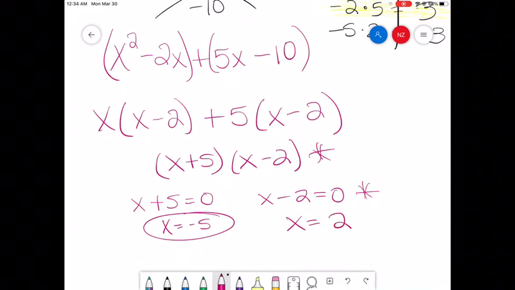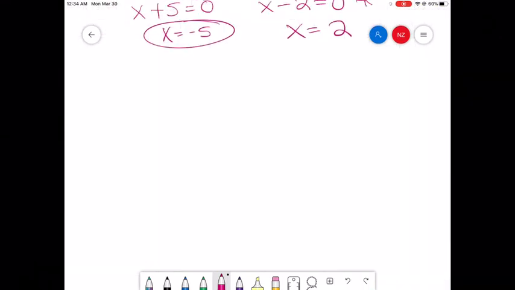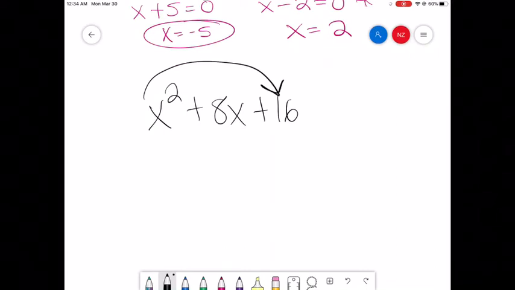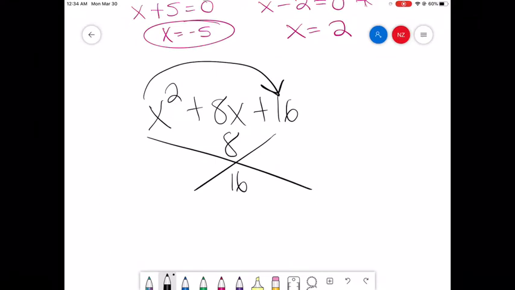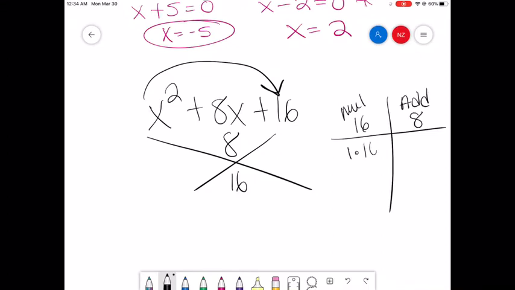Okay, so next example, example number 2. I have x squared plus 8x plus 16. A times c, drop down b. So I'm going to think of two numbers that multiply to give me 16, but add to give me 8. That would be 1 times 16. I don't have to reverse it because there's no negative numbers in this situation. 2 times 8. And 4 times 4.